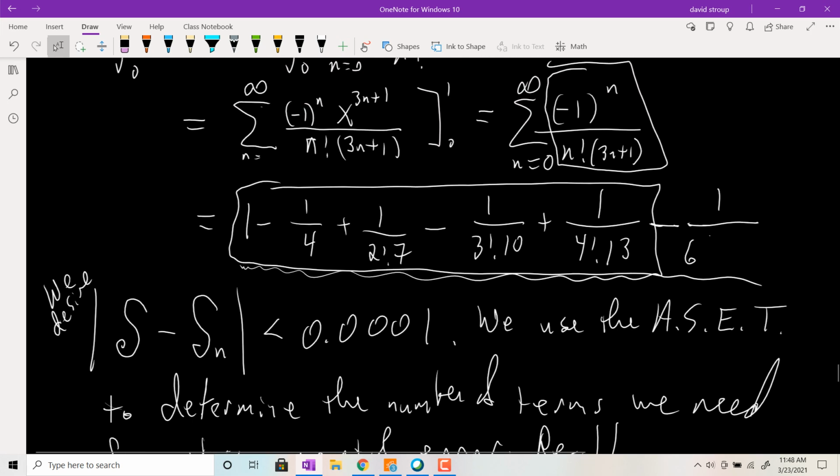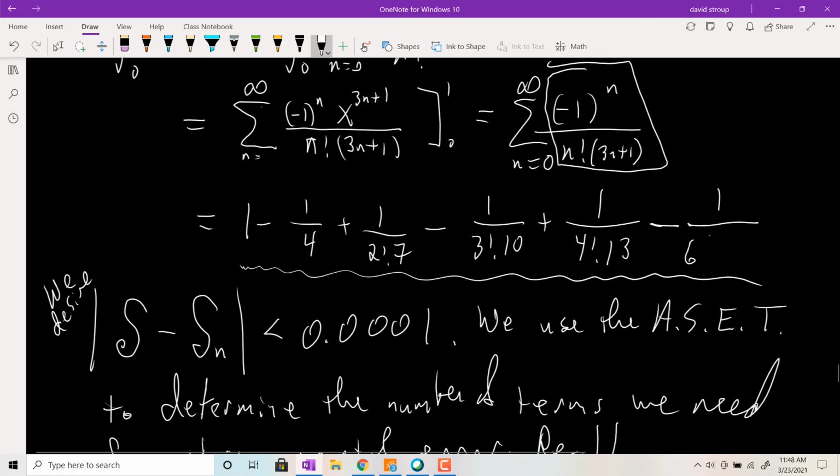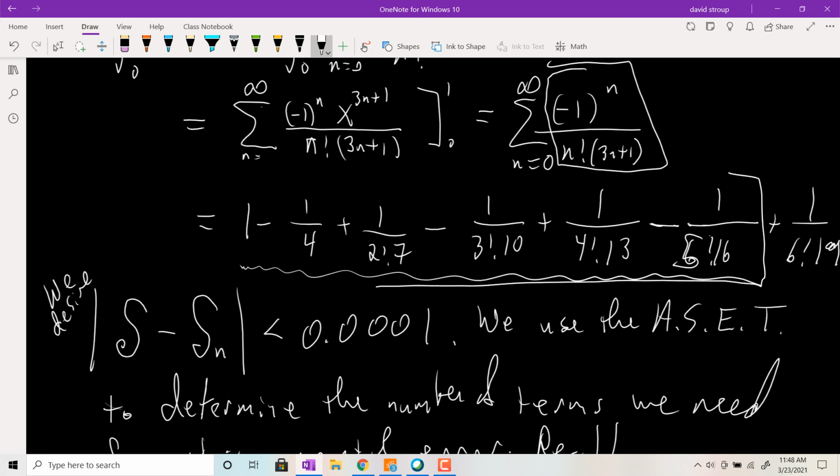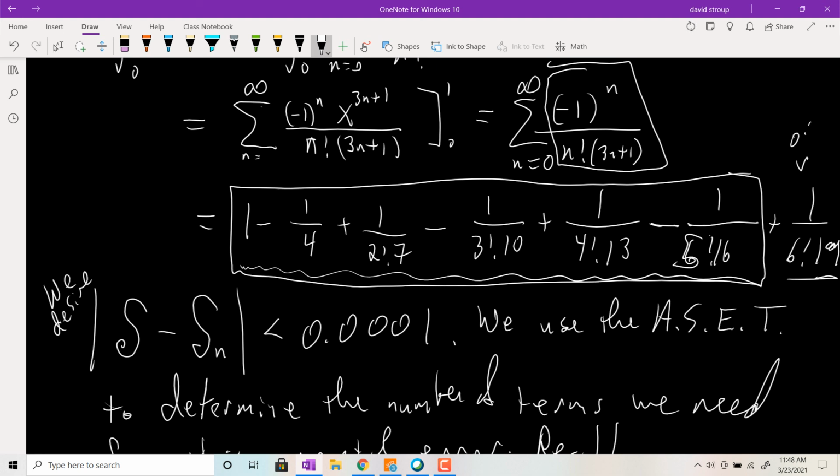Well, I'm going to need this 2 more actually then. Okay. So the next one is 1 all over 5 factorial times 16. And the next one would be the 1 all over 6 factorial times 19. So the way it works is that you add up everything that's before the one that is good. Okay, so we found this one to be less than 0.0001. So what you do for your answer is just take all the terms that come before it.